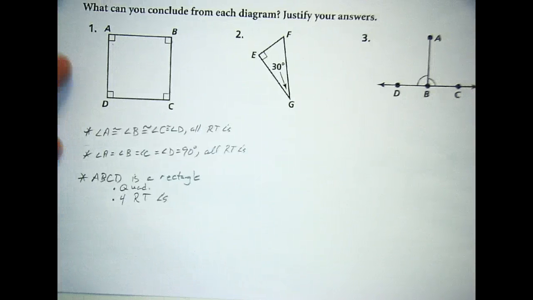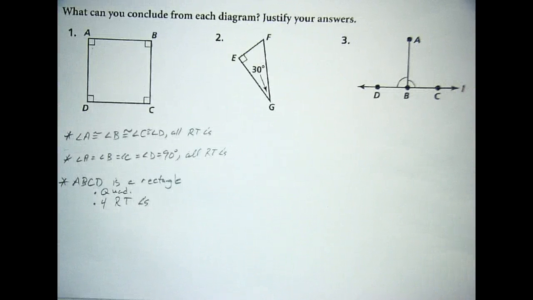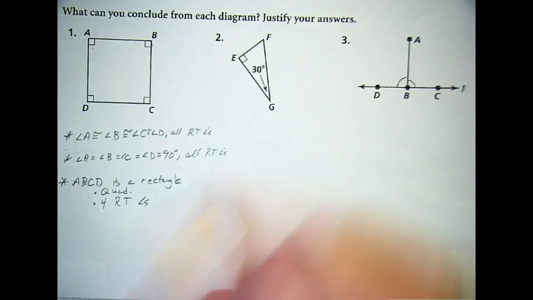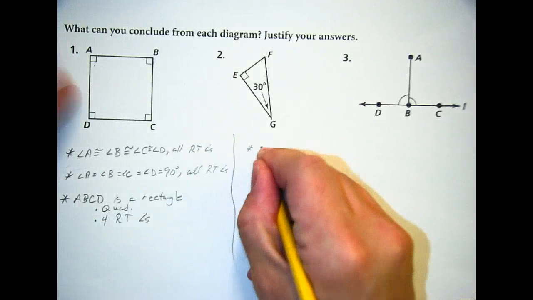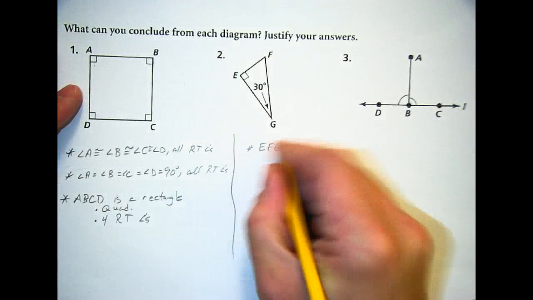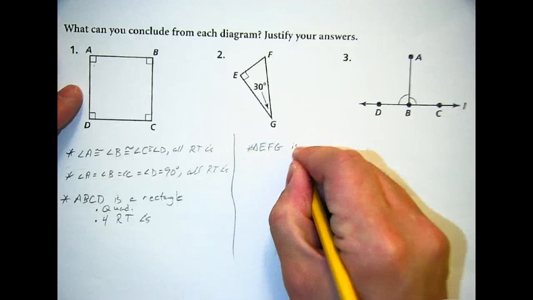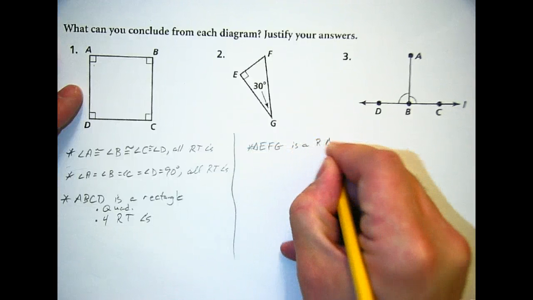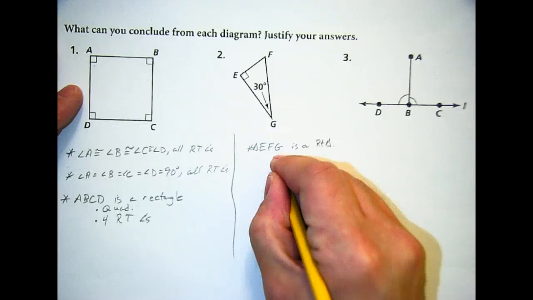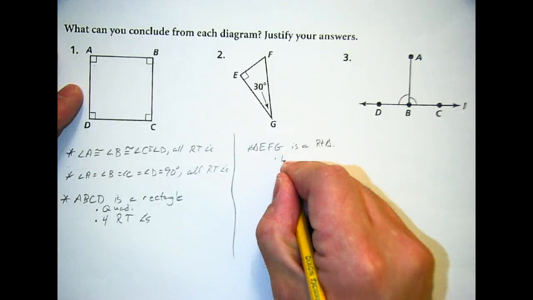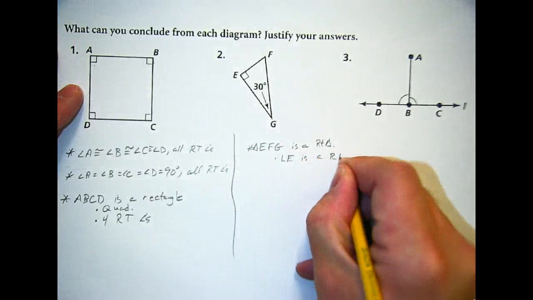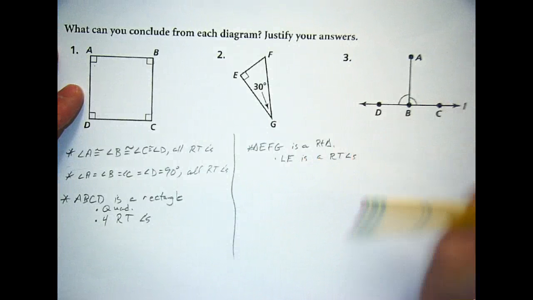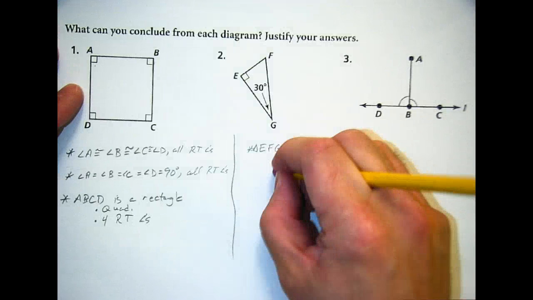Number 2, what can we conclude right there, Ethan? That it's a right triangle. It is a right triangle. How do you know? Because there's one right angle. Okay, EFG is a right triangle because angle E is a right angle. Okay, right angle. Okay, what else do we got there? Zach?